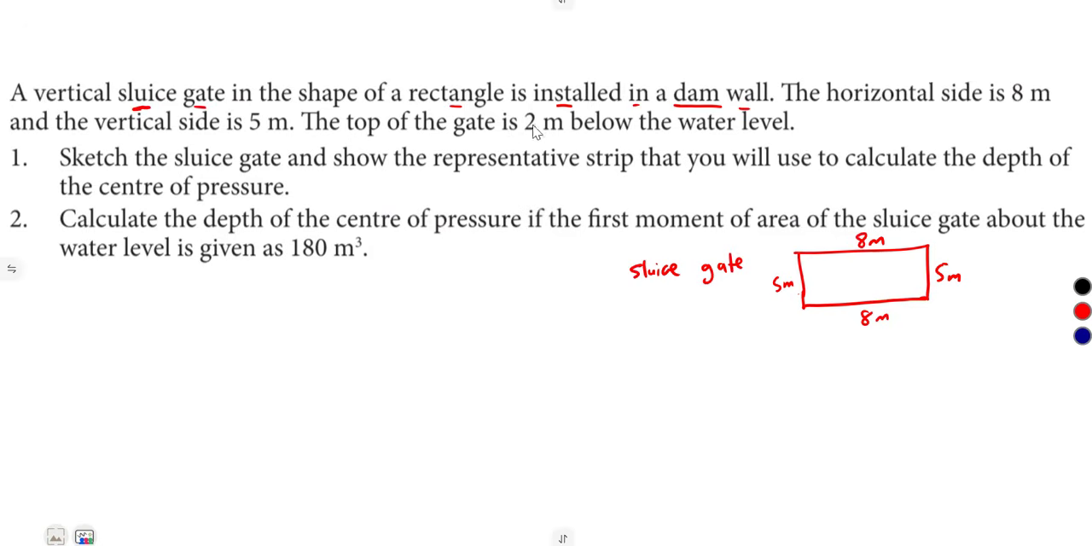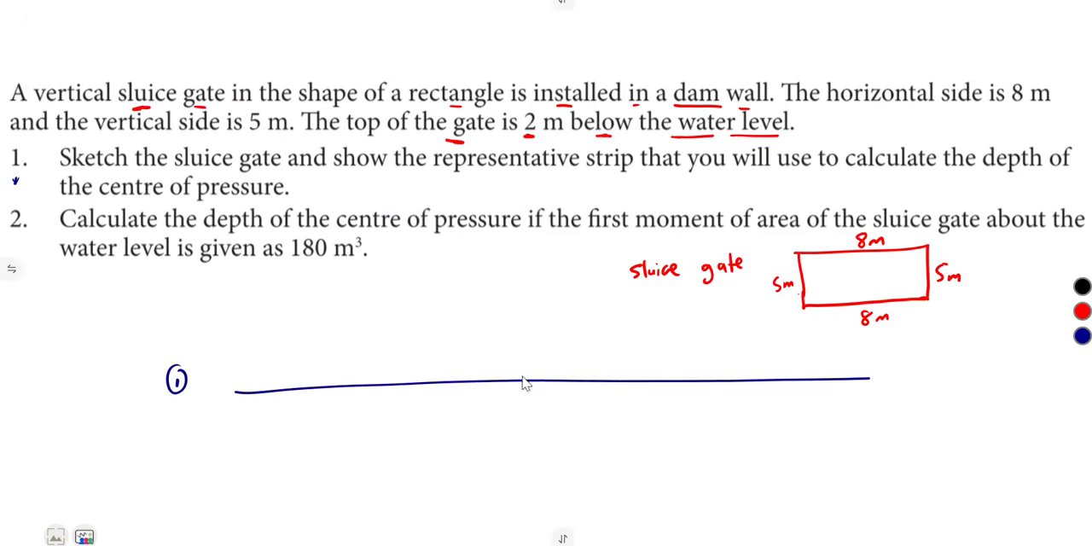Then the top of the gate is 2. Take note, the top of the gate, our sluice gate, is 2 meters below the water level. We are not given the height or the depth of the dam. So in this case, they are saying sketch. Okay, no problem. This is what you're going to have. This is just our sketch, guys.